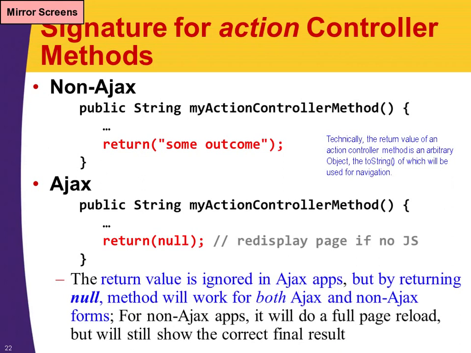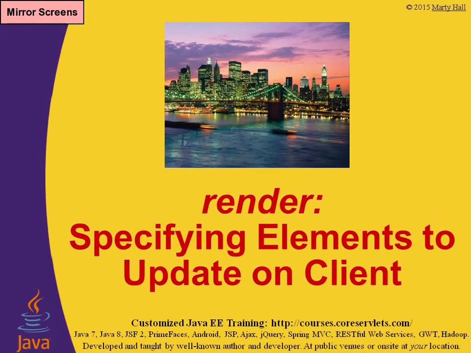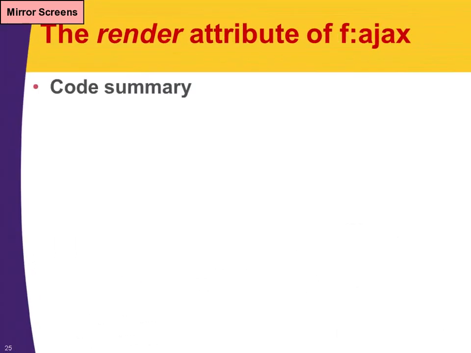Okay? So the return value in an Ajax or Ajaxified version is going to be ignored. So you have to make sure you return null, so that even if Ajax is not working properly, it won't be interpreted as a navigation. Okay? That's just an aside there. Okay, let's look at render a little bit.